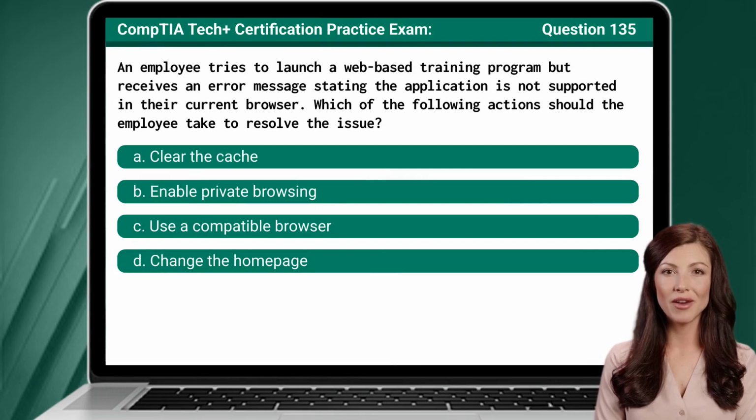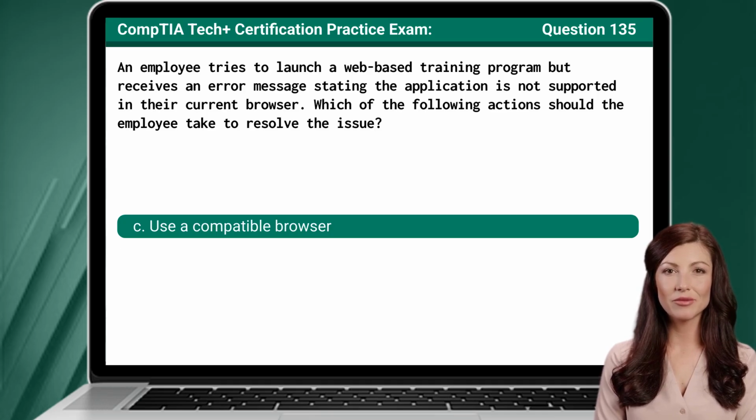Question 135. An employee tries to launch a web-based training program but receives an error message stating the application is not supported in their current browser. Which of the following actions should the employee take to resolve the issue? The answer is C. Use a compatible browser.